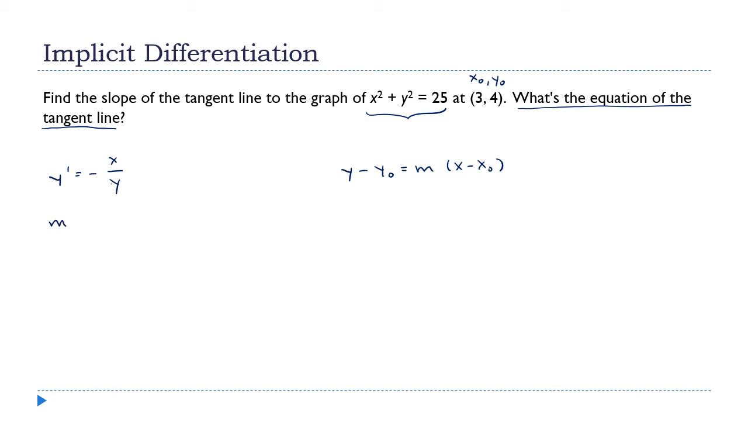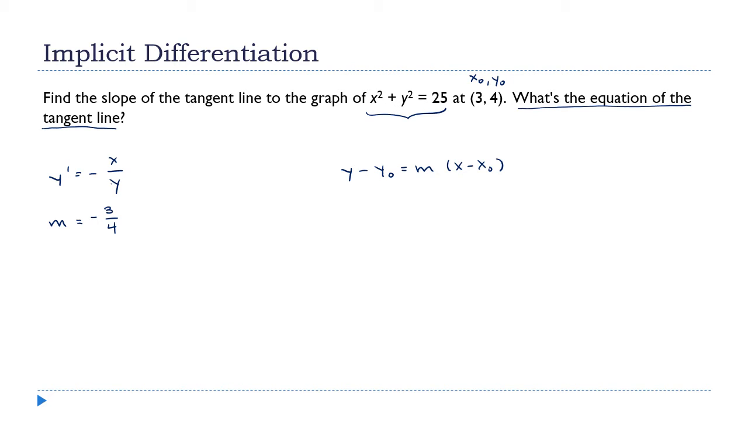m is the slope of the tangent line, and that is my derivative. Now you see, what makes this different from what we've done before is that now I need both the x and the y coordinate to get my answer. Previously y prime was always a function of x, and just having an x was sufficient. So let's put 3 and 4 in here. This is negative 3/4.